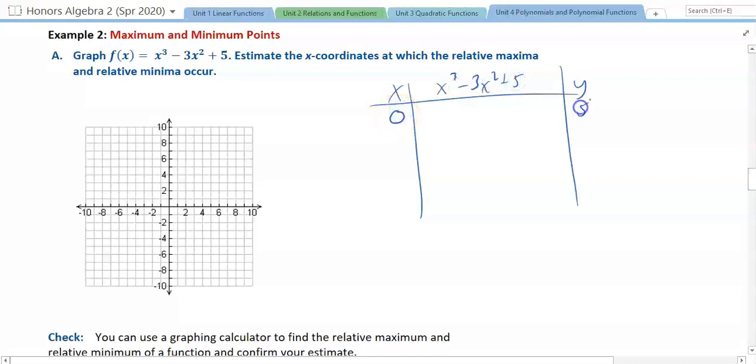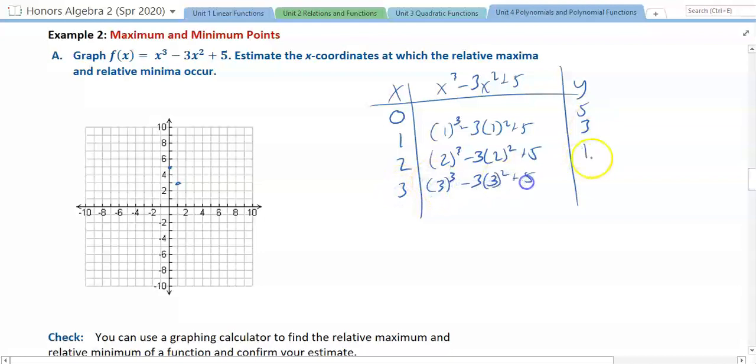So again, I'm going to start at 0, which gives me 5, because everything with x will go to 0. So I'm here. We'll go to 1, and so 1 cubed minus 3 times 1 squared plus the 5 is going to give us 3. So I'm here. We'll go to 2, so 2 cubed minus 3 times 2 squared plus the 5, so that's 8 minus 12 plus the 5 is going to give us 1. And then we'll go to 3, so 3 cubed minus 3 times 3 squared plus the 5, so now I'm back to the 5 again.